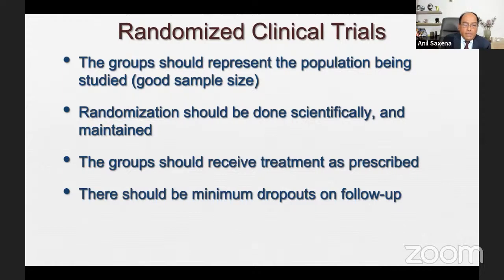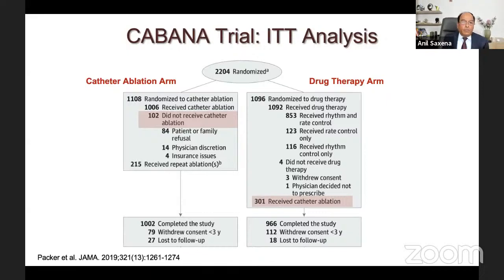Sometimes it happens that you start with 1000 patients, 500 in each group, and by the time you end the study, a lot of people have dropped out. They have withdrawn consent, they have migrated, they're not coming for follow-up. So if there is a very large amount of dropout, that also reduces the value of the trials.